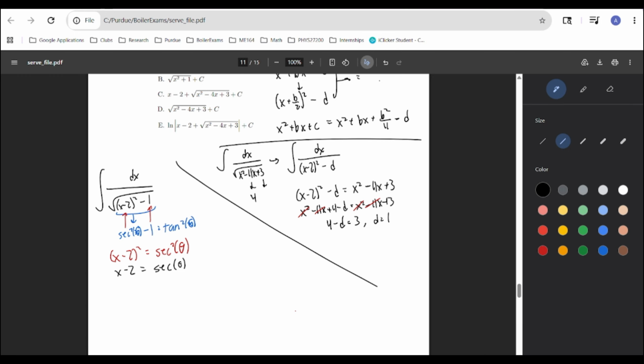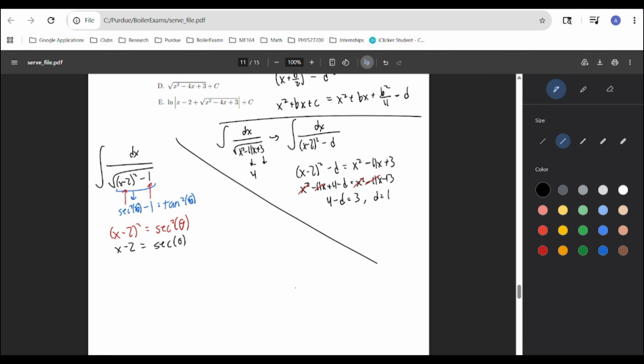Now, to change the basis from x into theta, we need to figure out how x changes with respect to theta to make this change of basis happen. And the way that we do that is literally as it sounds: take the derivative with respect to theta on both sides. This becomes dx d theta, and then minus d theta of 2.